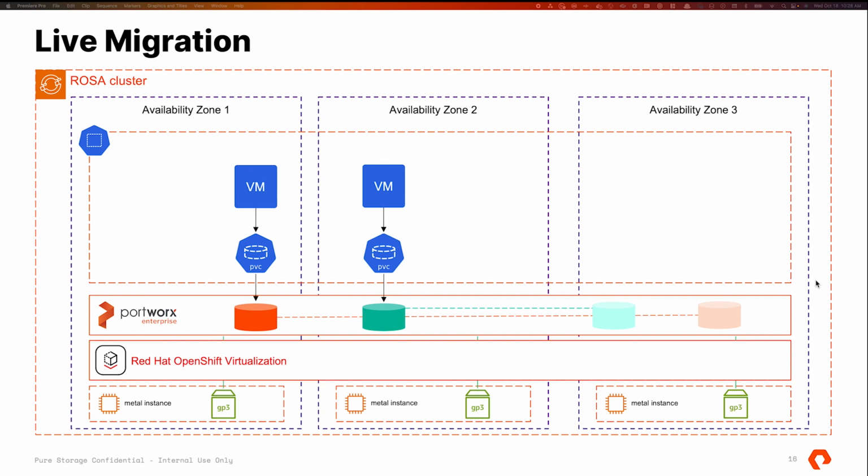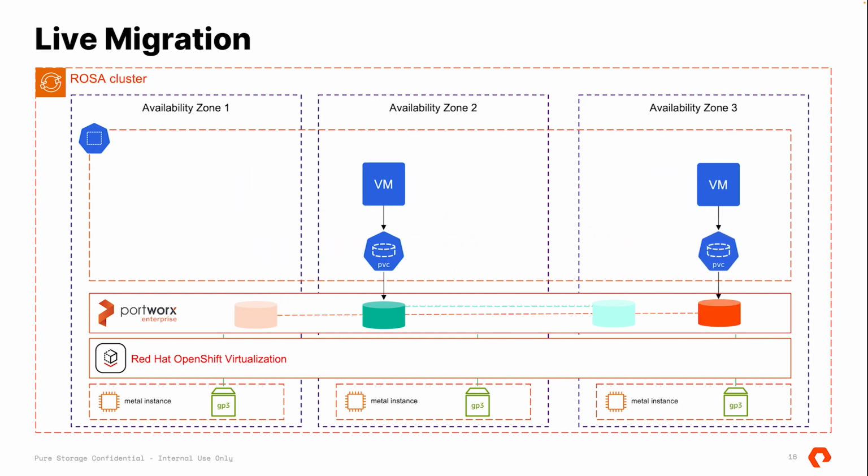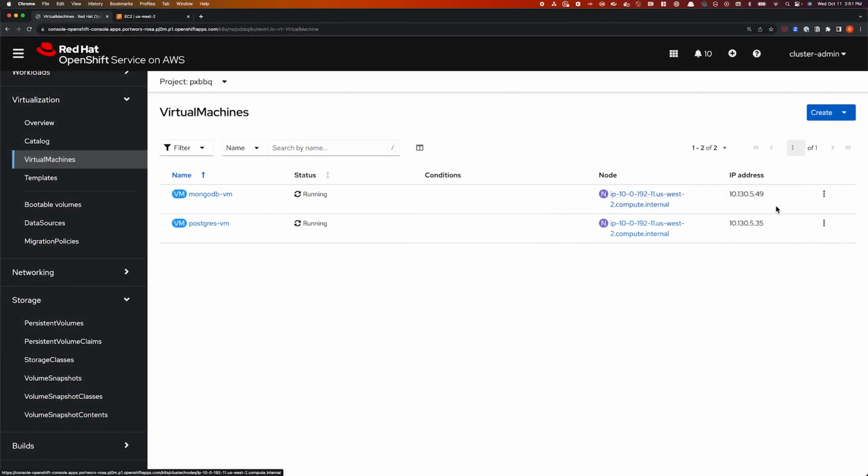Let's say you have a ROSA cluster deployed across AZ1, 2, and 3, and you have virtual machines running in AZ1 and AZ2. If you want to migrate the virtual machine running in AZ1, you can just navigate to the OpenShift web console and hit migrate, and under the covers, Portworx will make sure that when your virtual machine live migrates to a different AZ, it still has access to all of its data by mapping it to a replica of that persistent volume claim.